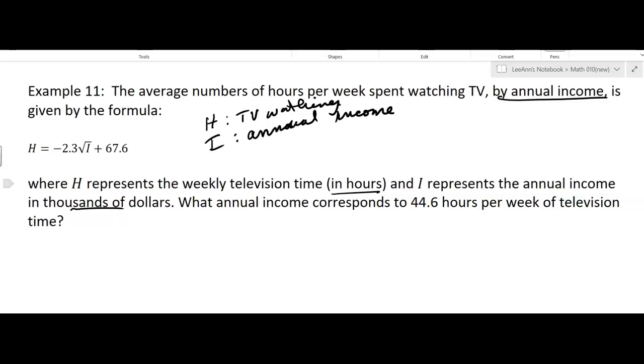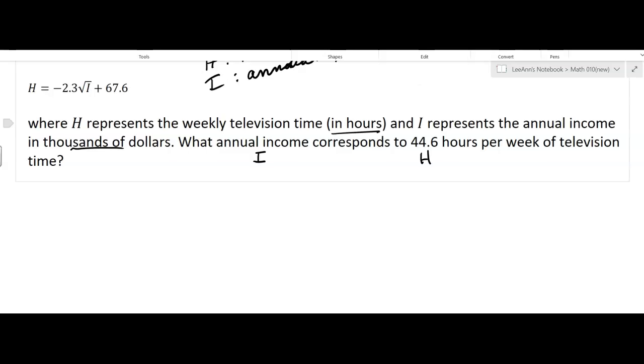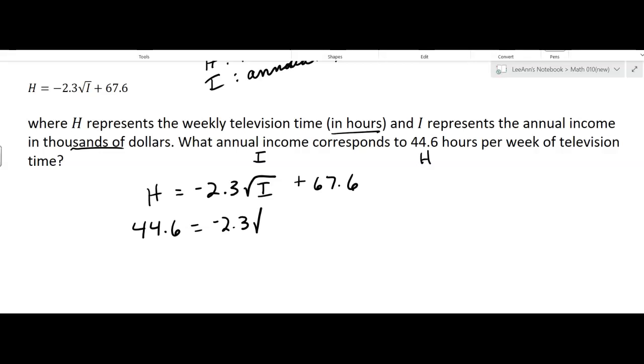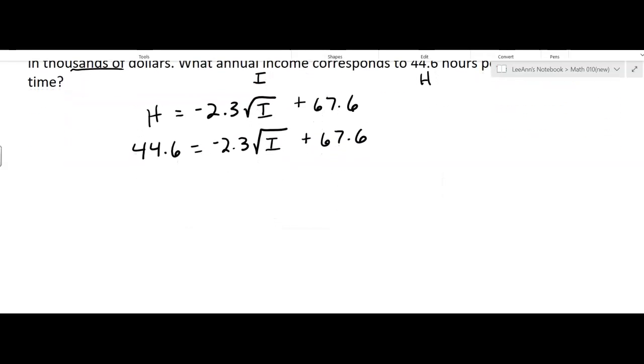What annual income, so you're trying to figure out I, corresponds to 44.6 hours per week of television time. So they give us the H. All right, so we're going to use our formula. H equals negative 2.3 times the square root of I plus 67.6. And we know the H, 44.6. We know how long we watch TV. Now we're figuring out our income. Okay, so it's very similar to the last problem we did, but we're going to subtract 67.6.